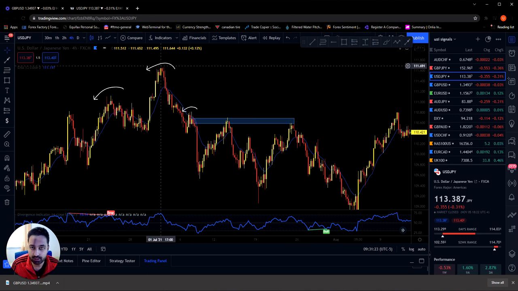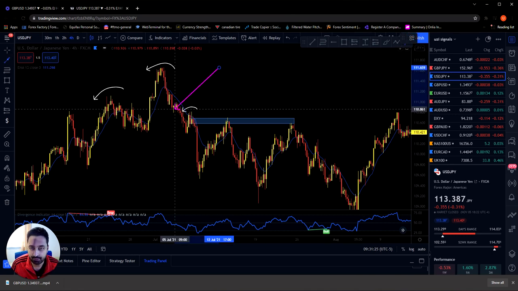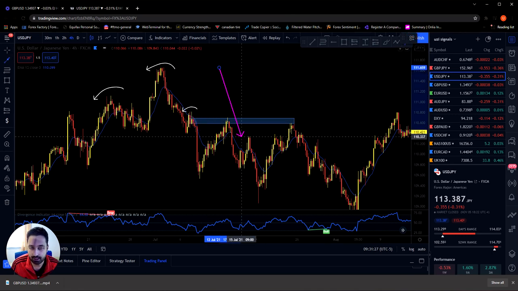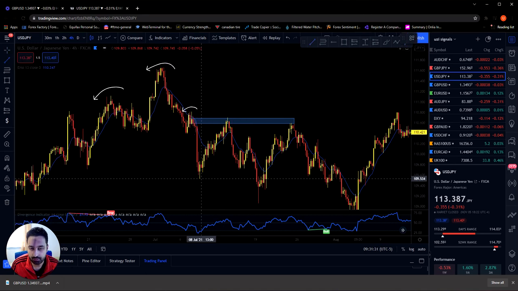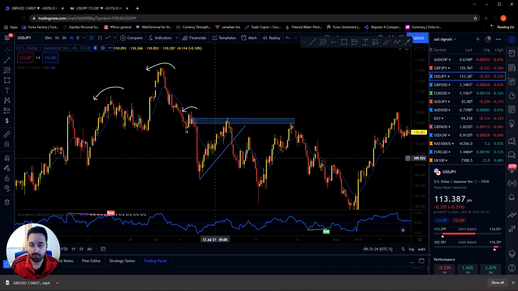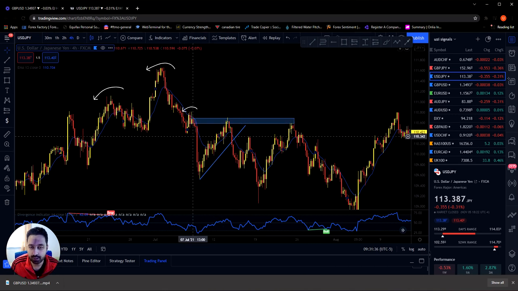Number two, I would consider this a flag. This is a flag. Look, perfectly drawn. Number three, we have imbalance left in the market with this big candle.